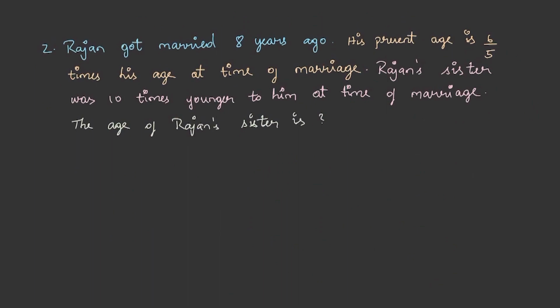Rajan got married 8 years ago. His present age is 6 by 5 times his age at time of marriage. Rajan's sister was 10 times younger to him at time of marriage. The age of Rajan's sister is. Here we need to find the age of Rajan as well as age of Rajan's sister. So let's solve this problem.